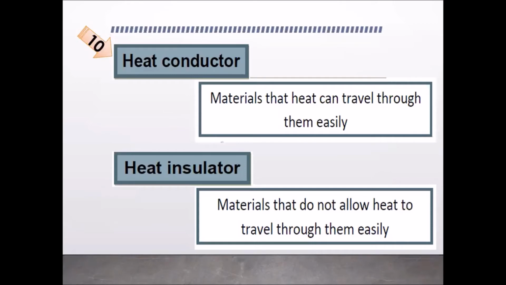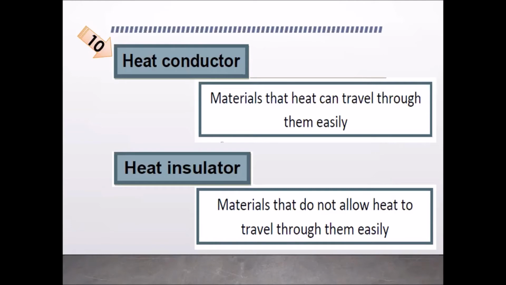Okay? The 10th property, which we are going to finish today, is the heat conductor and heat insulator. What does it mean? First of all, the heat conductor. A heat conductor is a material that lets the heat travel through it easily. When you touch it with your hands, you will find it hot, because the heat is getting through it. Okay, and we are going to see it with examples now. So it is conducting the heat. The heat is passed through it. That's why when you touch it with your hands, you will find it hot.